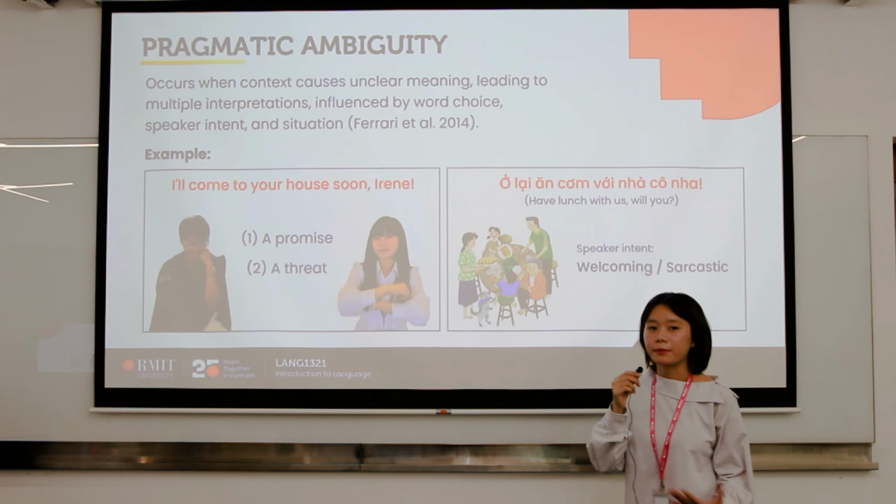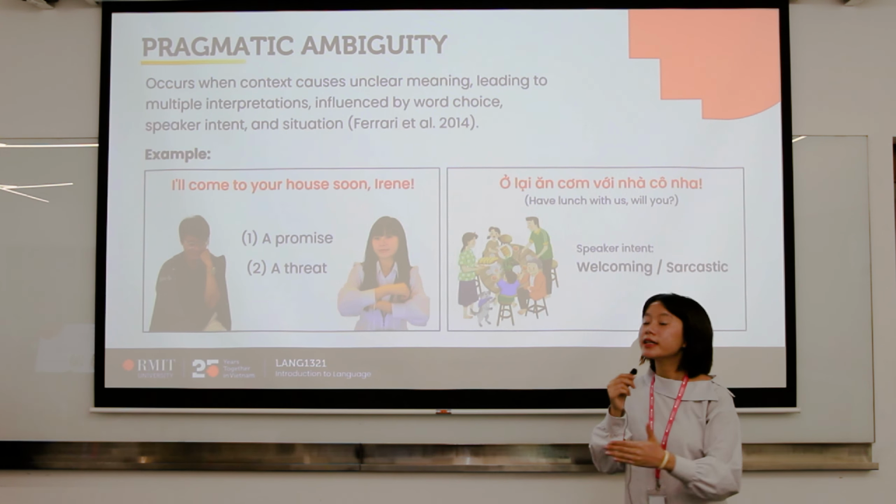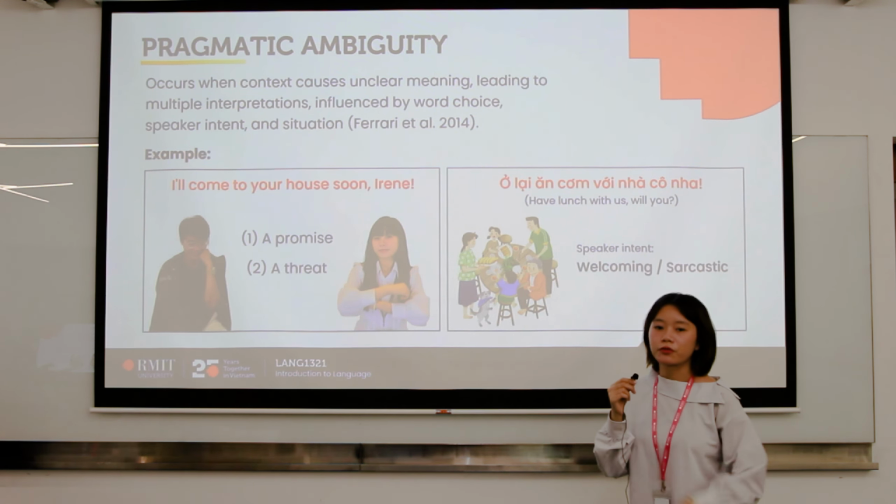And we have some examples for you here from the pronouns: demonstrative ambiguity, substitution, commons, nouns, and appositive. The last one, pragmatic ambiguity. Pragmatic ambiguity occurs when context causes unclear meaning, leading to multiple interpretations, influenced by word choice, speaker intent, and situation. I have two examples for you to understand.